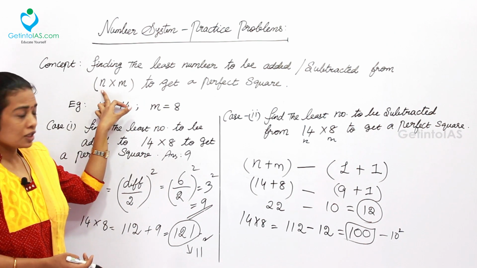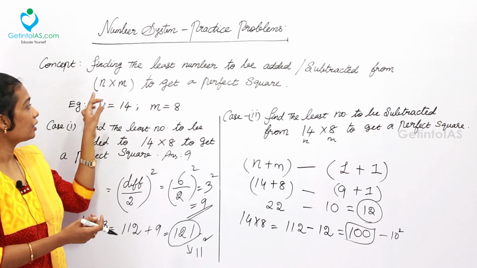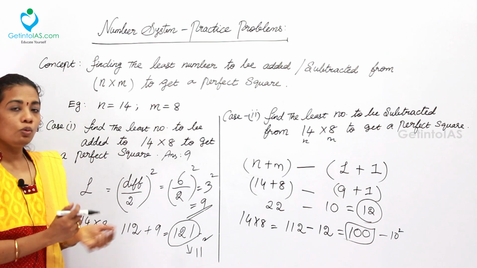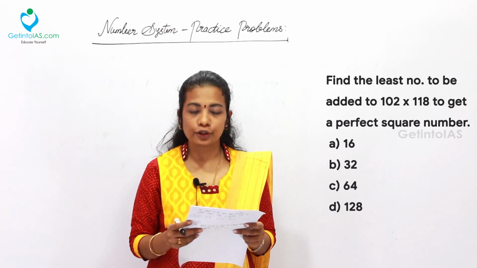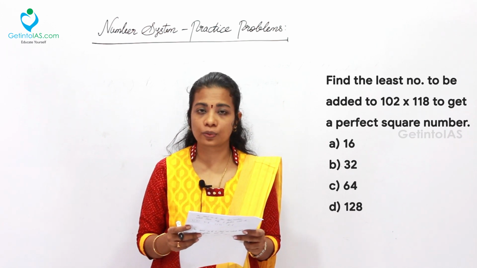For that, concept is given here, finding the least number to be added or subtracted from the n into m to get a perfect square. Let's move on to the practice question. Find the least number to be added to 102 into 118 to get a perfect square number.